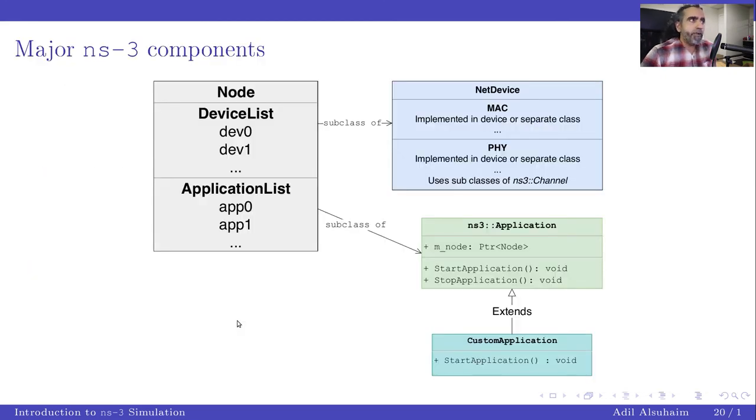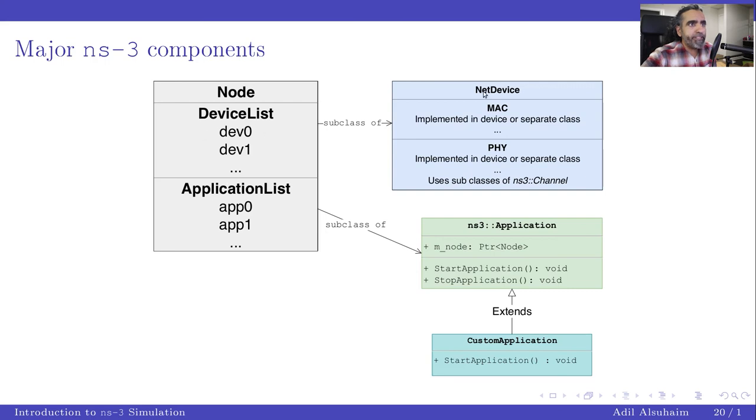Right. So in NS3, what are the components of an NS3 simulation? In an NS3 simulation, everything revolves around nodes. Nodes are basically network hosts, right? They don't have to have a networking device, but we can add a list of devices to it. So you can see here, there is a device list, dev 0, dev 1. Usually we only have 1 or 2 devices in a node. And you can have as many applications as you want, right? So a list of applications.